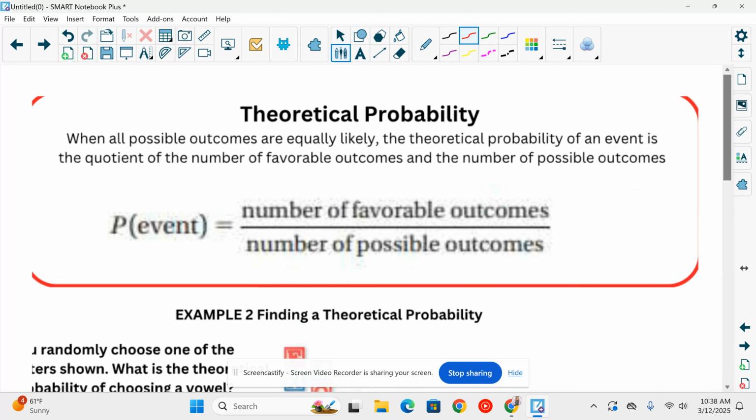The next thing we look at is theoretical probability. I like to think of theoretical as thinking about it. We're not actually going to do the experiment, we're just going to think about it. Guess your best, with your thoughts.